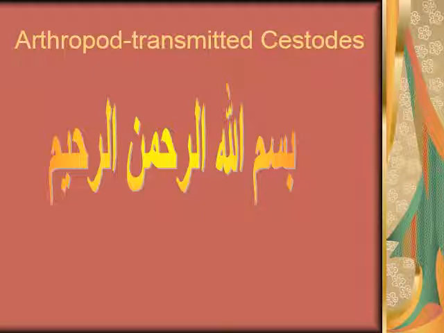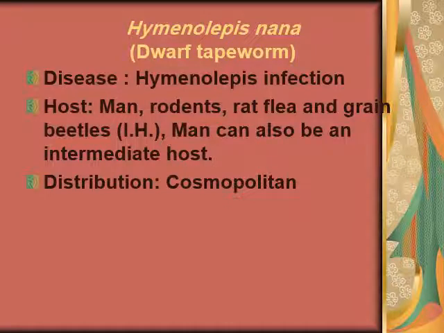We'll go through the arthropod-transmitted cestodes, which are those with the larval stages present in arthropod vectors. These are intestinal cestodes present in man and animals also, and we'll have to begin with Hymenolepis nana. This is the most common of them, and also it is a human infection rather than animal infection.